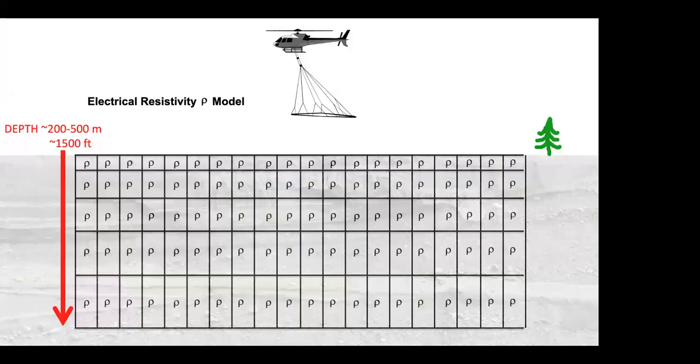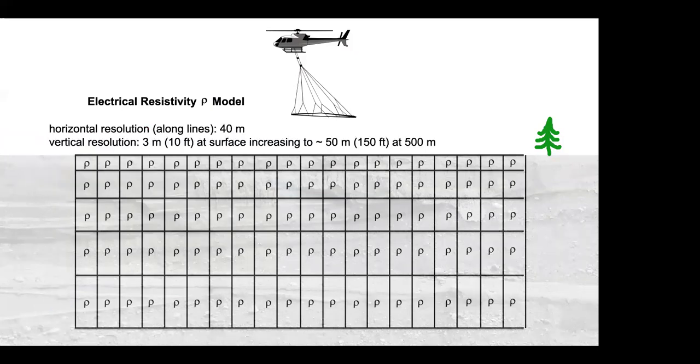What we're doing is making measurements that we then invert to obtain an electrical resistivity model of the subsurface. So wherever this helicopter goes, we have information about how the electrical resistivity is changing in the subsurface. The resolution of the electrical resistivity image that we recover through inversion from the data is about 40 meters horizontal resolution along the flight line, that's the footprint of an airborne EM sounding. The vertical resolution is on the order of meters near the surface to tens of meters at depth. So we lose our vertical resolution at depth.